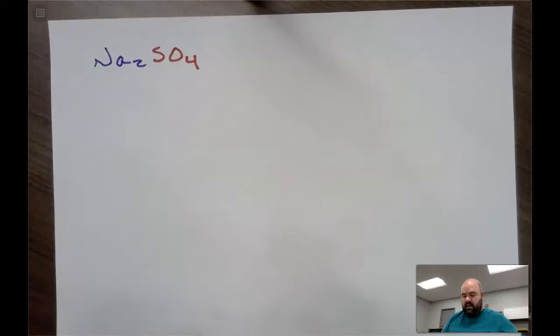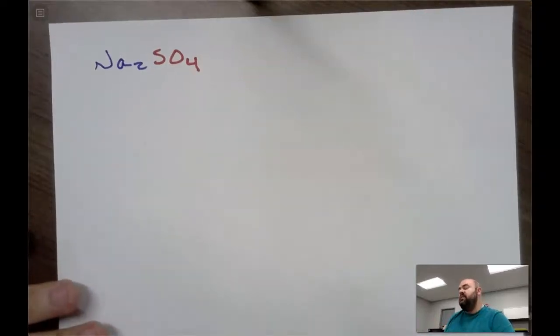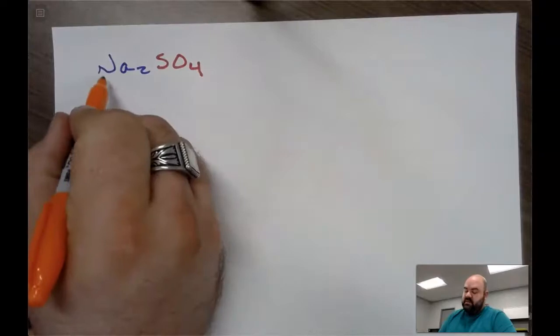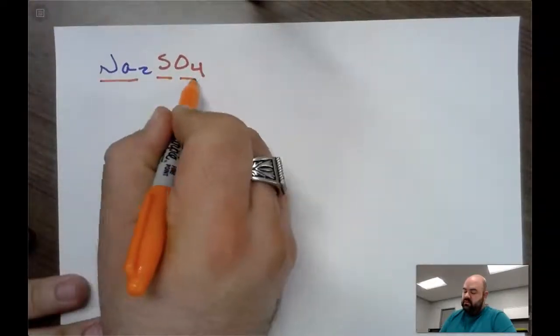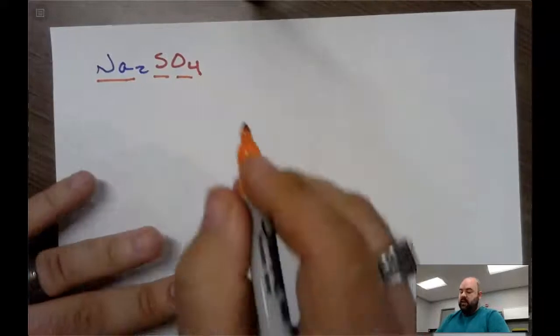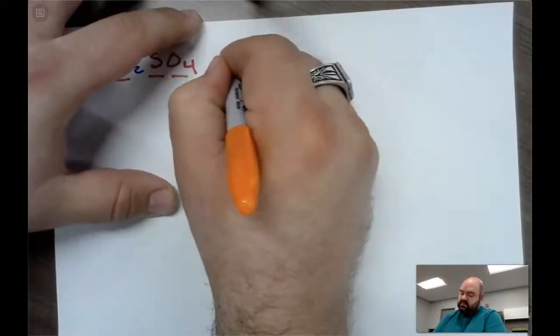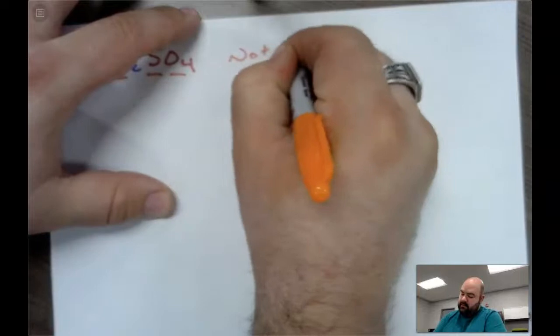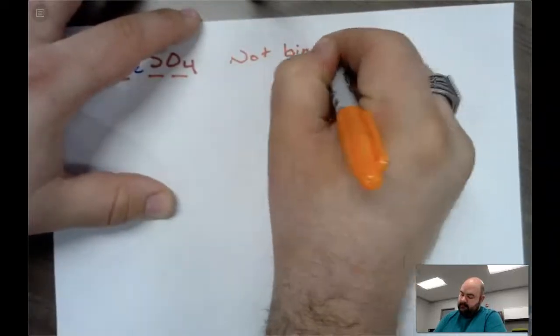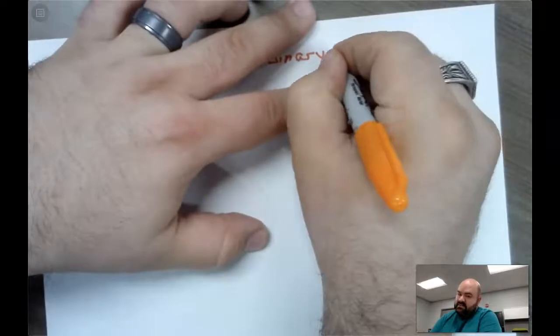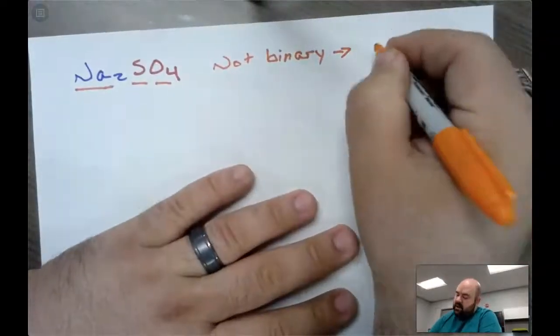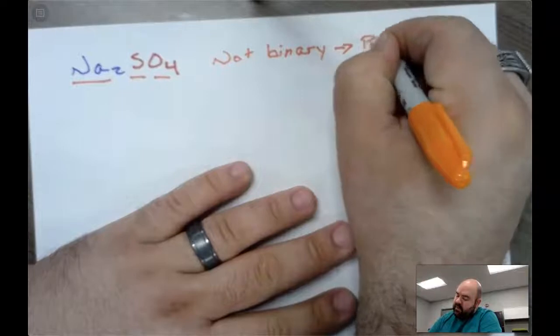So, we know when we look at this compound, it looks confusing because there are more than 2 elements. And that's the first question we ask ourselves when I come up with the name for this compound: is it binary? So it's got 1, 2, 3 elements. Since it's not binary, at this point, since it's not binary, it must contain a polyatomic ion.